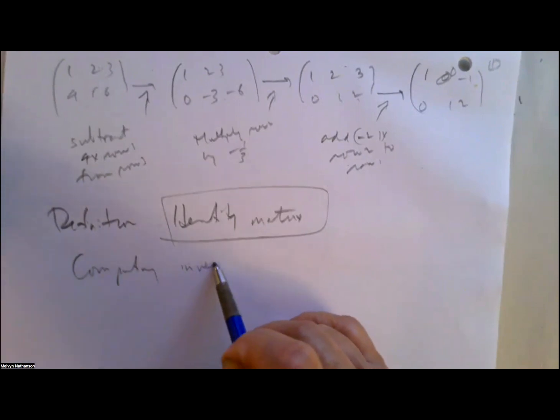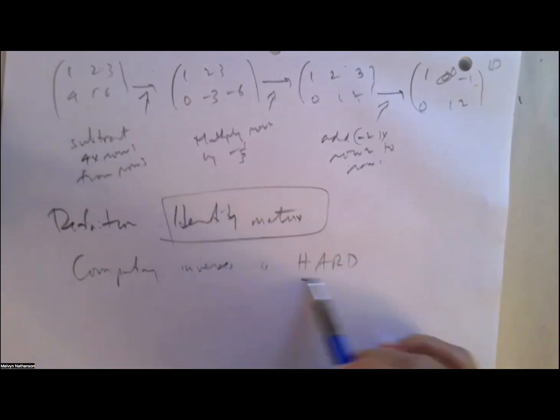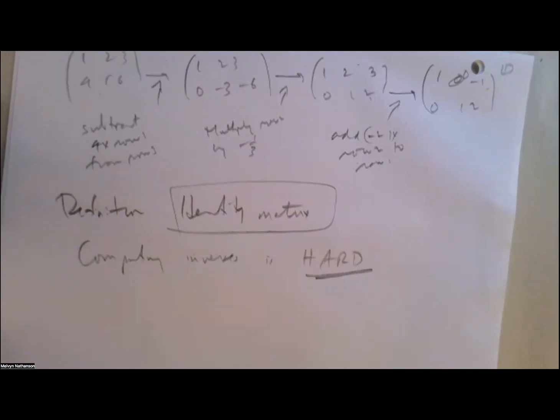computing inverses is hard. Maple can do the calculation, and I will show you later how to compute the inverse. But it typically is very difficult. The only easy case is for a 2x2 matrix.